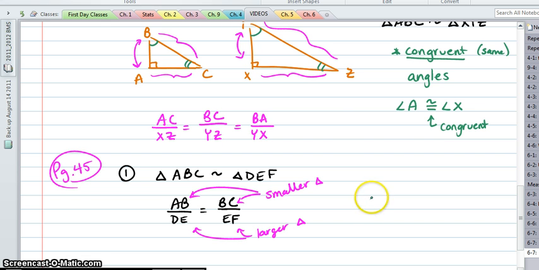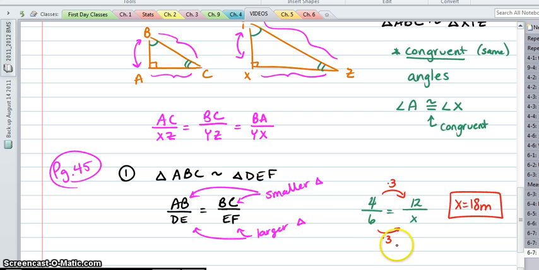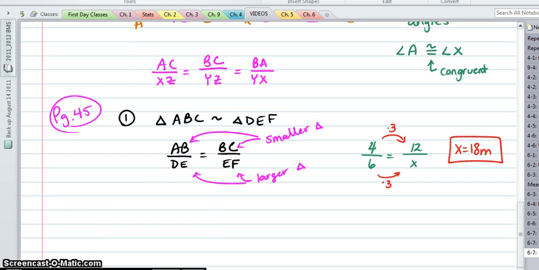So AB is labeled at 4 meters, and again we compare that 4 meters to the 6 meters of DE. And that should be equal to BC, which is 12 meters, and then EF, which is X. Lots of different ways to solve this proportion. I suggest keeping it simple. I immediately recognize that 4 goes into 12 really nicely. So why don't we go ahead and multiply by 3 and we'll get X equals 18 meters. Okay, so that works for number 1. And again, this is not the only correct proportion, but it is one that does work.